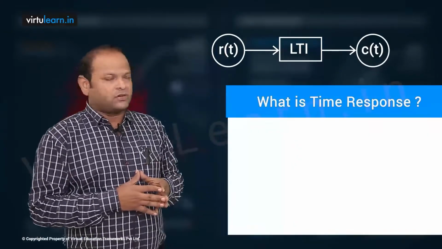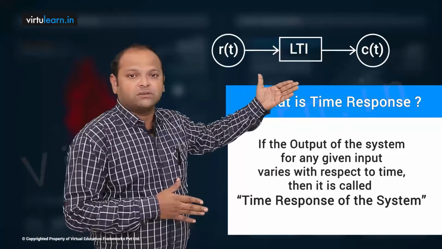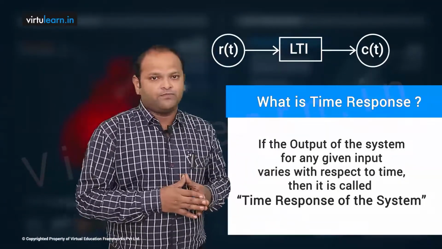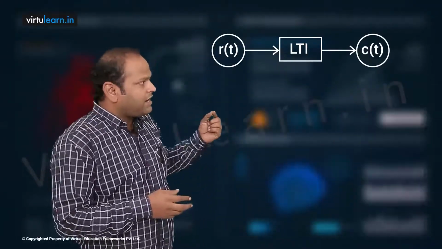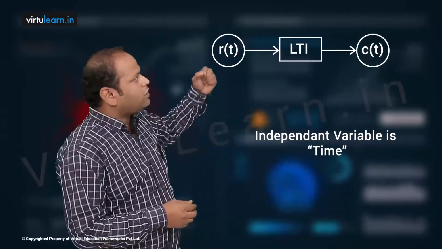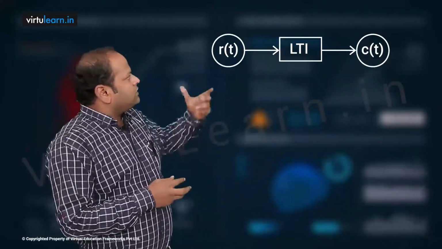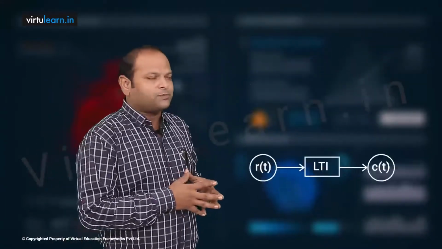What is the time response? Time response is nothing but how the output of the system for any given input varies with respect to time. Then it is called the time response of the system. The independent variable is time. So with respect to time, I am going to plot the output of the system for any given particular input. For example, for this system I am getting the output response like this.